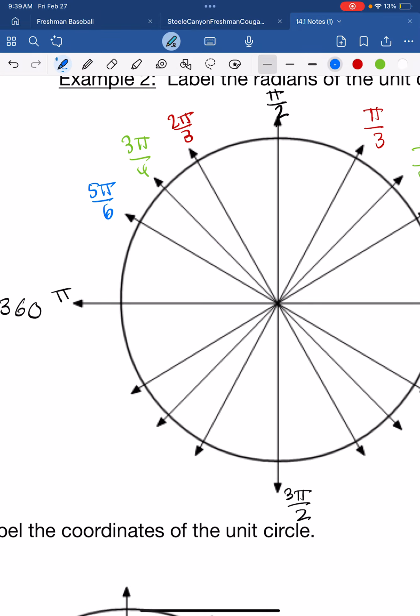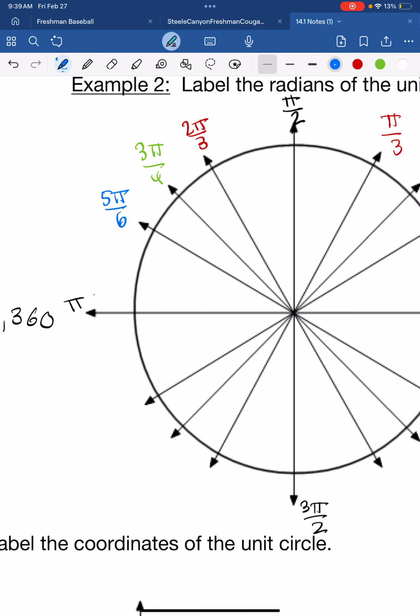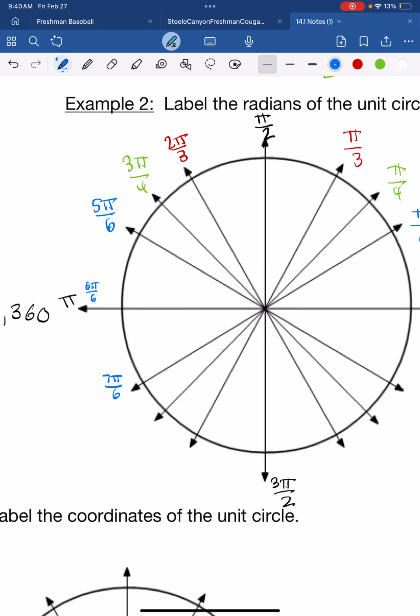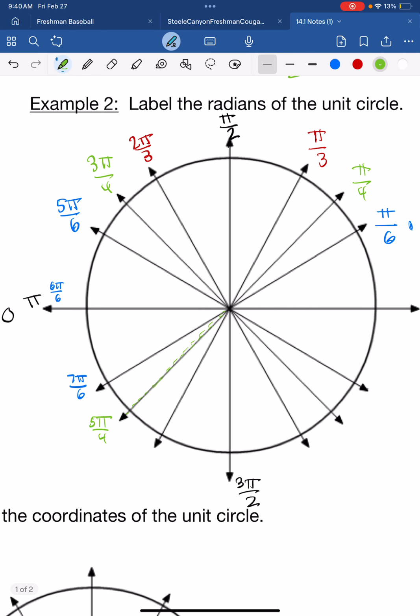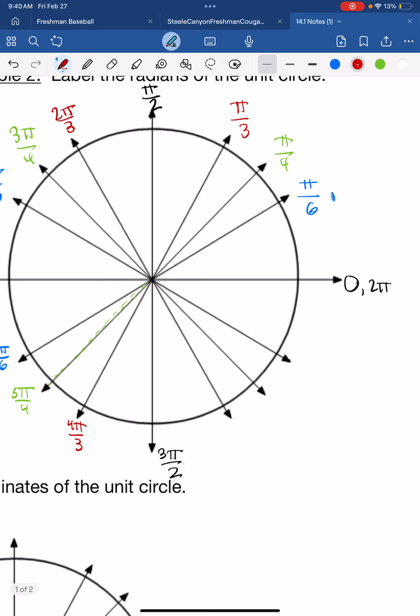So after pi, which is 6 pi over 6 or 3 pi over 3 or whatever it is, this next one would be 7 pi over 6. After the 6 comes the 4. Remember, the 4 is always going to be right down the middle, because we've talked about that. It's splitting it right down the middle because it's 45 degrees. So this is going to be 5 pi over 4. The next one would be 4 pi over 3. And then that brings us to 3 pi over 2.